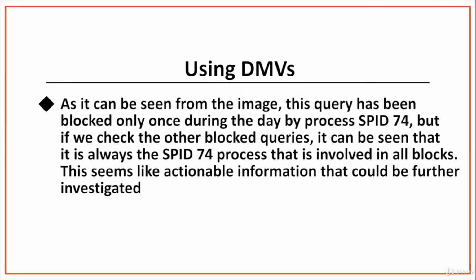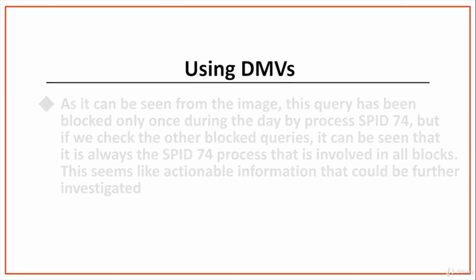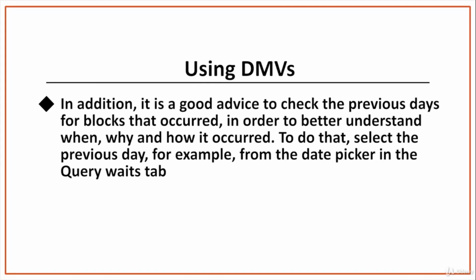As it can be seen from the image, this query has been blocked only once during the day by process SPID 74. But if we check the other blocked queries, it can be seen that it is always the SPID 74 process that is involved in all blocks. This seems like actionable information that could be further investigated. In addition, it is good advice to check the previous days for blocks that occurred in order to better understand when, why, and how it occurred.